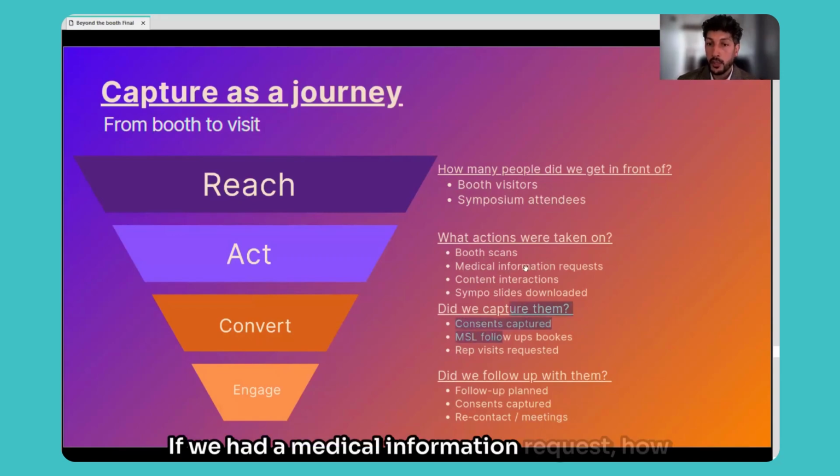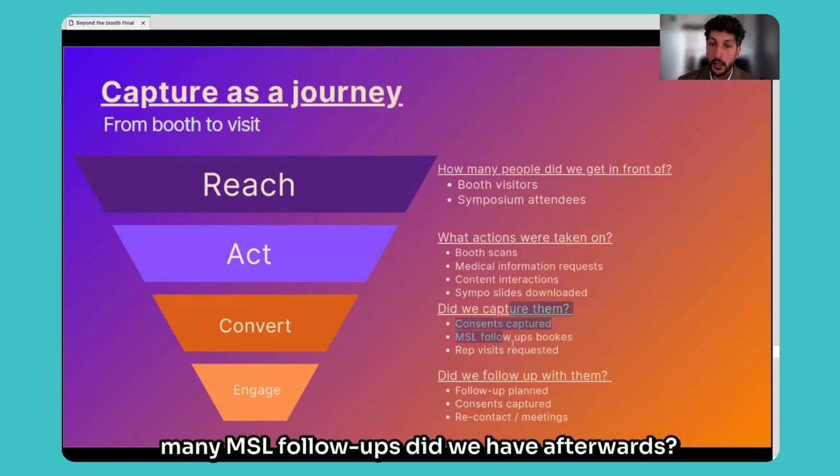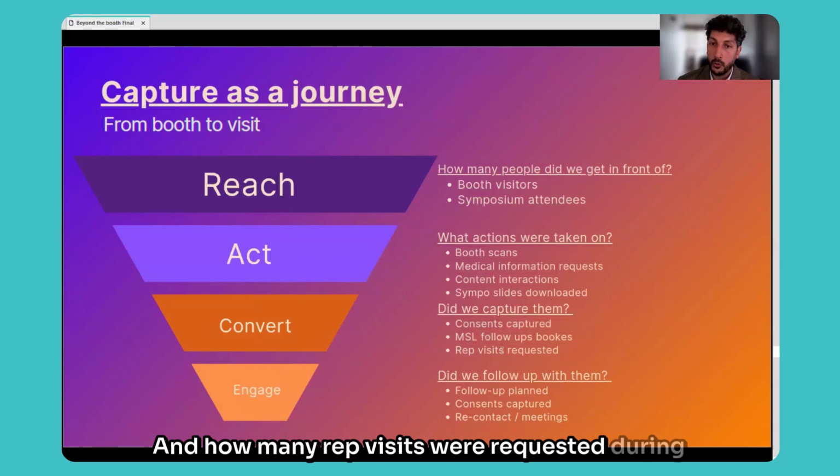If we had a medical information request, how many MSL follow-ups did we have afterwards? And how many rep visits were requested during the Congress?